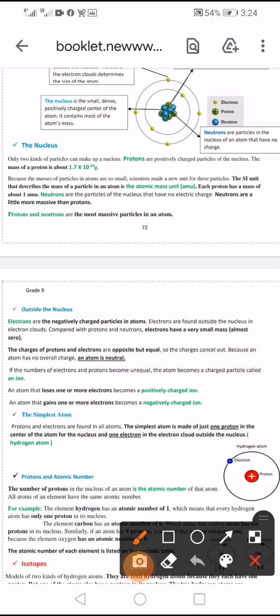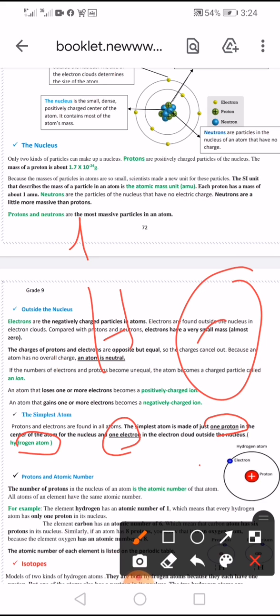Protons and electrons are found in all atoms. The simplest atom is made of just one proton in the center of the atom, the nucleus, and one electron. What is this element called? It is called the hydrogen atom, as hydrogen contains only one proton and one electron. Look here, it contains one proton and one electron, which is the simplest element.